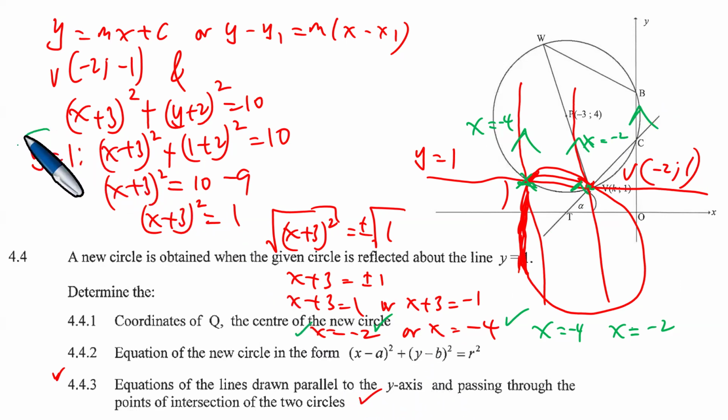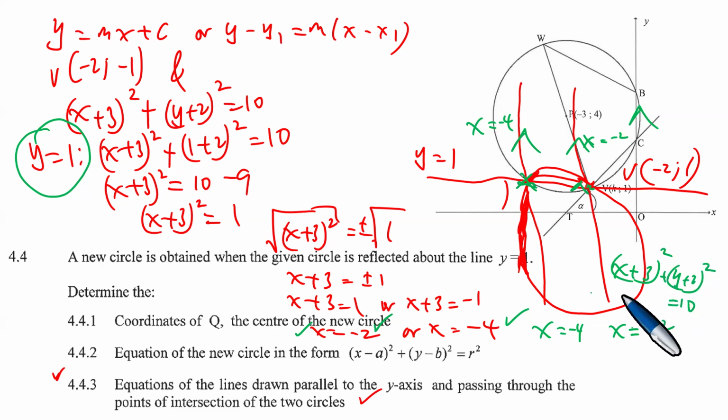How did we do that? We substituted the y value, y equal to 1. You can substitute into any of the equations. I chose the equation of the circle at the bottom, and this second one at the bottom is x plus 3 squared plus y plus 2 squared equals 10.